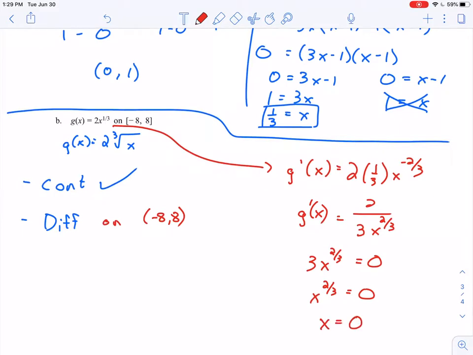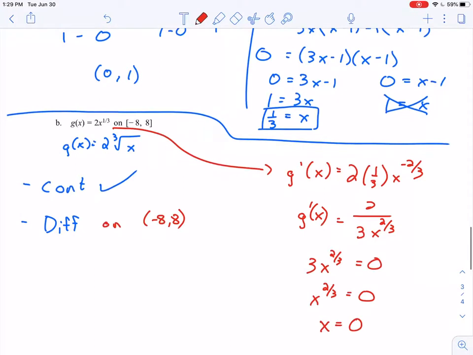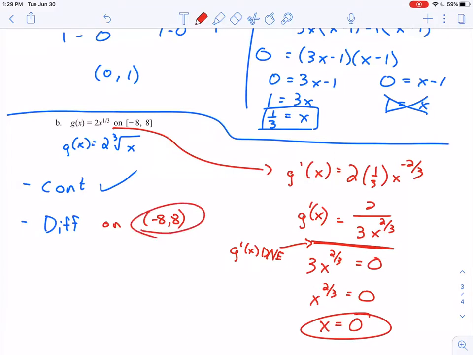So let's think about what we just said here. What I really should have written is places where g prime of x does not exist. Thinking about where the derivative does not exist. That's kind of what should have gone right here. So we took the denominator, set it equal to 0, and we found that the derivative does not exist at x equals 0. That's a big problem for us because that lies in between -8 and +8.